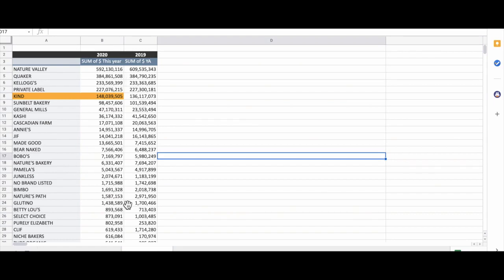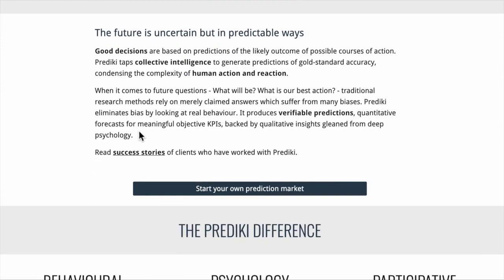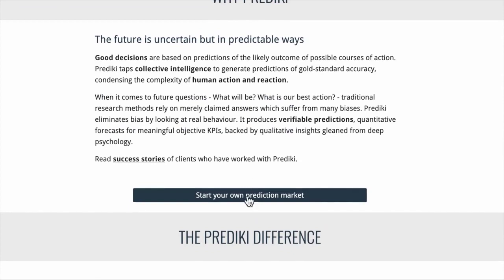And last but not least, you will need a prediction market, of course. I'll show this with our prediction market. You don't need your own installation or a server these days. You just book it as SaaS. So you can start your own prediction market by clicking here.